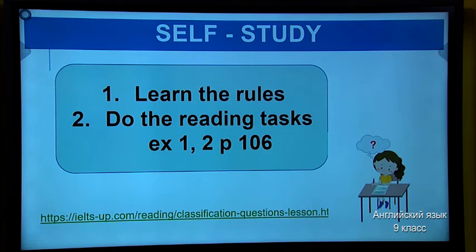We also talked about question types. How many question types are there? You are right. Now you should learn by heart all these rules because it will be easy to find all these reading questions and answers. Here is your home assignment. First one, learn the rules. 2, do the reading tasks, exercises 1 and 2, page 106 in your textbook.